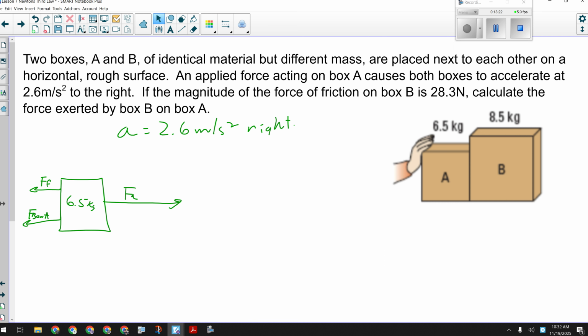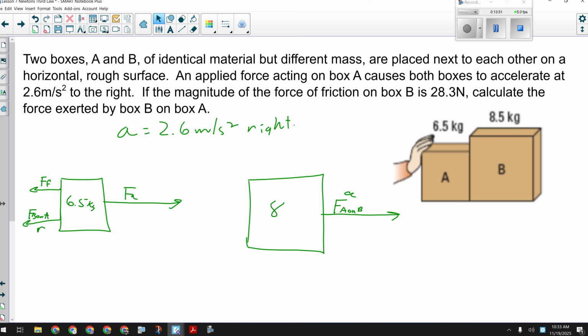All right, let's look at box B. Maybe box B can help us. The only reason B is moving that way is because A pushes on it. What's the relationship between this force and this force? They are the same, opposite in direction. They are an action-reaction pair. This is the reaction, this is the action. Maybe we'll be able to use box B to find that force.